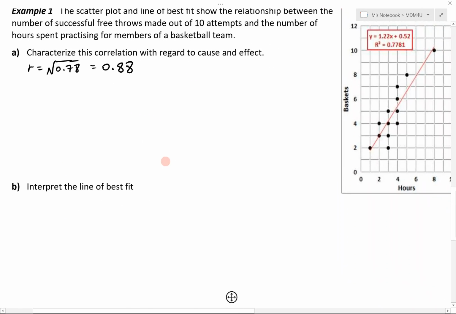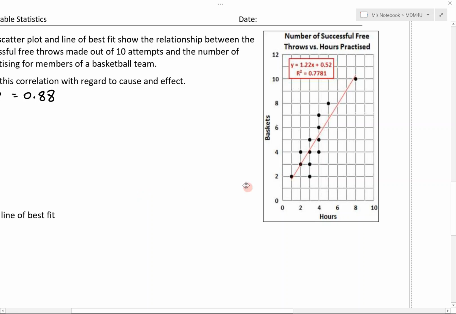Interpret the line of best fit. Well, okay, so if you look at the line of best fit, the strong correlation suggests that it's a good model for predicting any values on this graph. So it suggests that if you have no practice, and we've extended the line further down this way, if you had no practice, then a player is unlikely to make any shots into the basket. And the rate of change of 1.22 suggests that with each hour of practice, the number of successful free throws will increase by 1.2. So yeah, it's fairly reasonable to say that this is a good line of best fit.